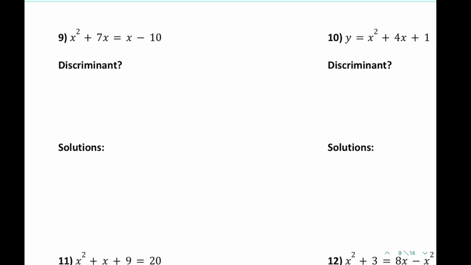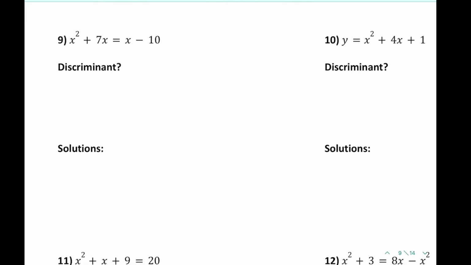All right, so number 9. The problem with number 9 is not only do we not have 0, but also I don't have this equation in standard form. So the first thing I'm gonna need to do is move everything from either the right side or the left side. I think I'm gonna move everything from the right side. So let's think about how that's gonna work. I'd have to subtract x from both sides, and I'd have to add 10 to both sides, okay?